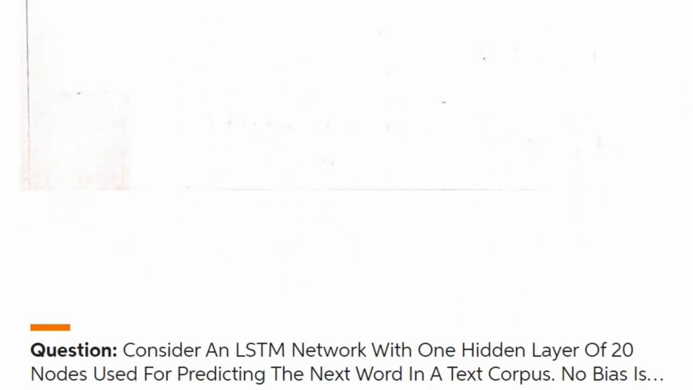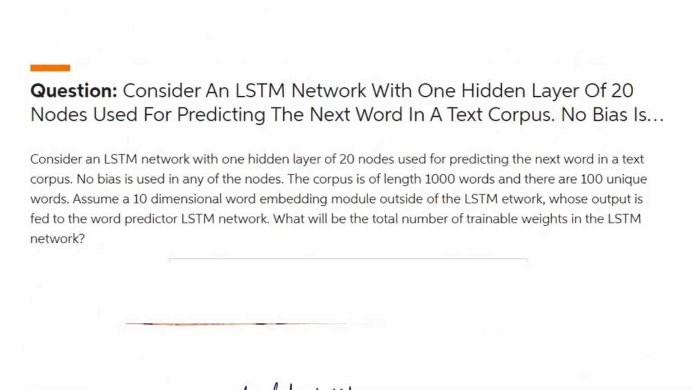Just to understand things properly, I will take an example from a Czech source and explain it in a better way. Take this example: we have an LSTM network with one hidden layer of 20 nodes used for predicting the next word in a text corpus. We don't have a bias over here, which means all the bias terms will be zero. The corpus is of length 1000 words, and there are 100 unique words. We assume a 10-dimensional word embedding module whose output is fed to the predictor LSTM network, and we have to find the trainable weights in the LSTM network.